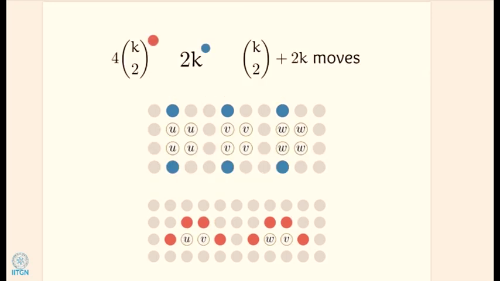Again, I'm maybe going through this a little bit quickly, but you can convince yourself that if I set up these goals 4 times k choose 2, where k choose 2 is the number of edges in a clique of size k, then basically the only way that you can meet this goal in 2k plus k choose 2 moves is if you were killing squares corresponding to a clique.